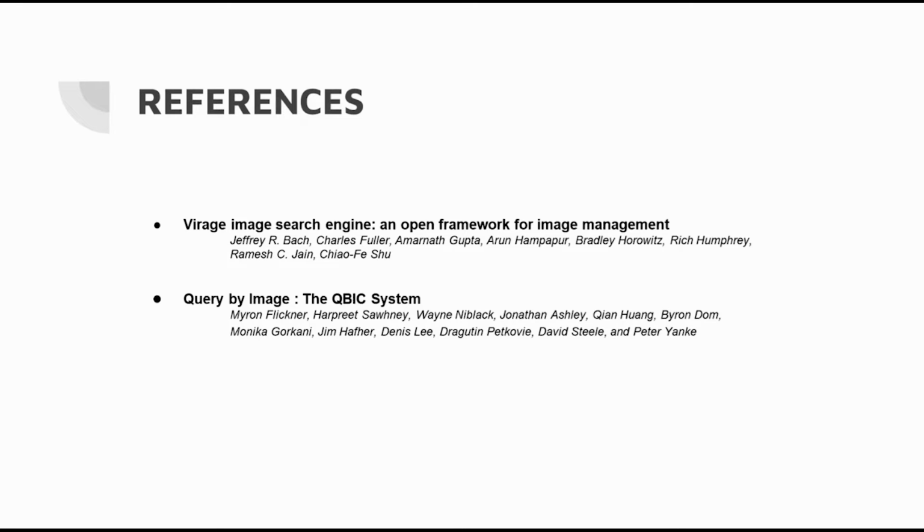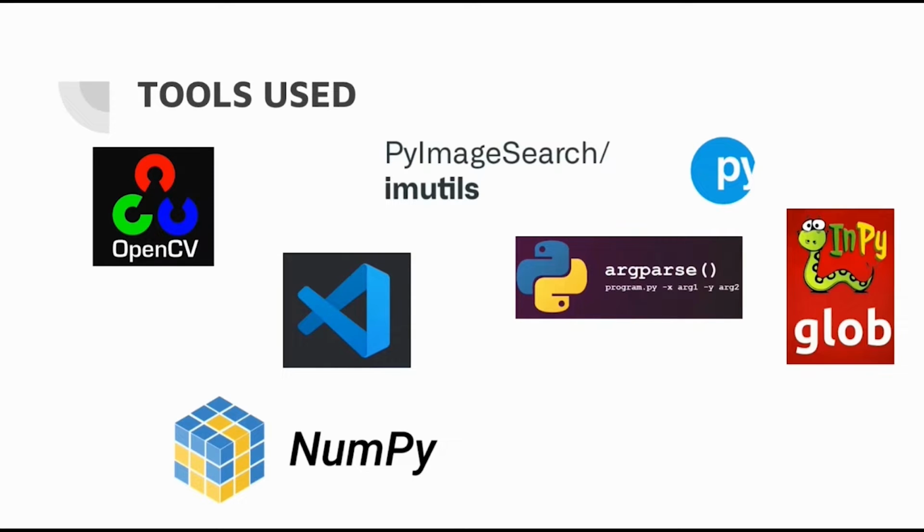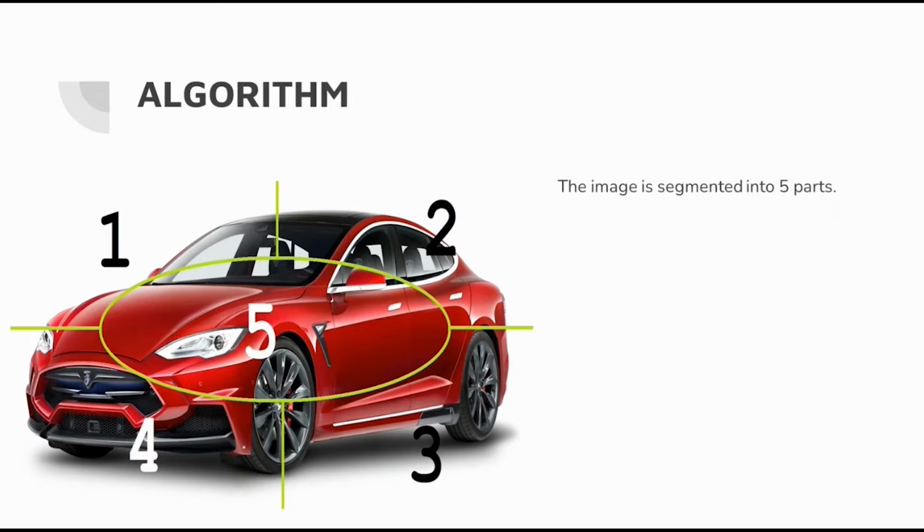These are some of the references which we made use of in our project. Now coming to the tools, we used OpenCV as the main tool for our image search engine. We also used many famous Python libraries such as imutils, argparse, glob, and numpy. So now coming to the algorithm.